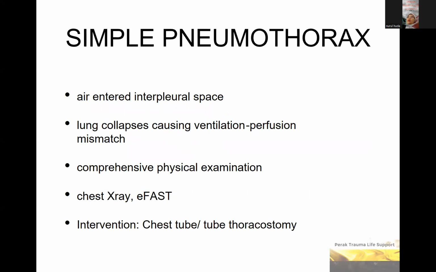So one of them is a simple pneumothorax. When air enters into the interpleural space, the lung will collapse, causing ventilation perfusion mismatch. Therefore, the patient will have respiratory distress. It will need a comprehensive physical examination to diagnose it, and for adjunctive studies, you can perform a chest X-ray and EFAST to look for signs of a pneumothorax. For the intervention, the patient will need a chest tube.